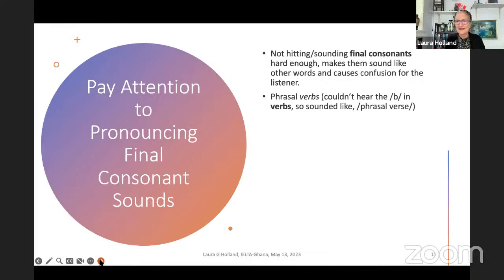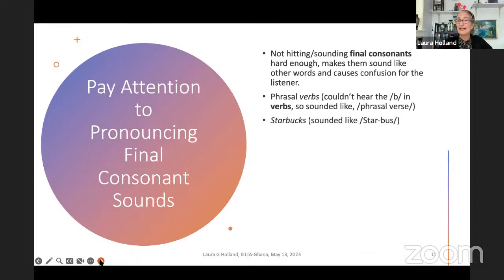But then I saw these two-word verbs, and it's like, oh, she said phrasal verbs. But I did not hear phrasal verbs, and she was doing that, and her students were saying phrasal verse. So that's another issue: we want to make sure we're setting good models for our students. So pay attention in your own speaking and also with your students to getting those final consonant sounds, because that really helps make the communication clearer.